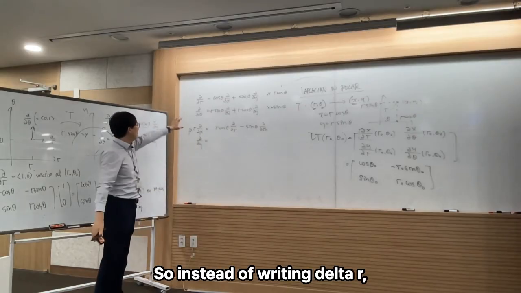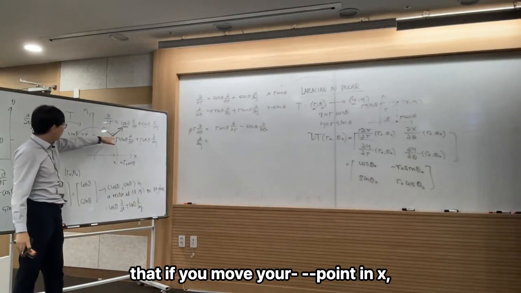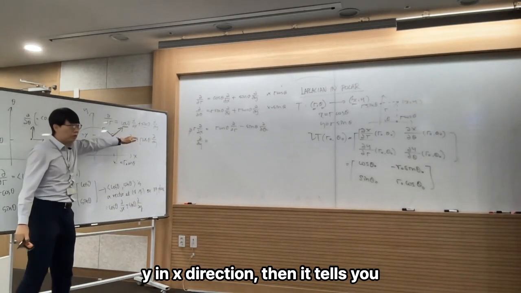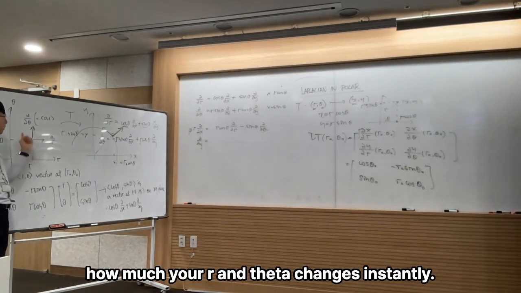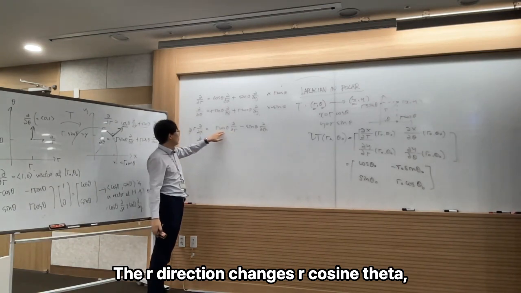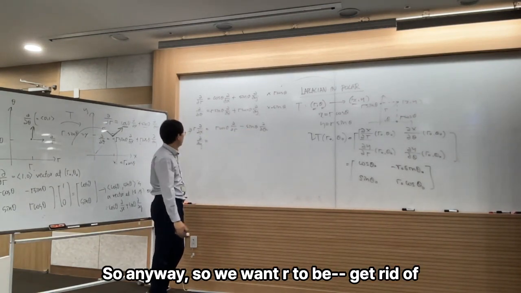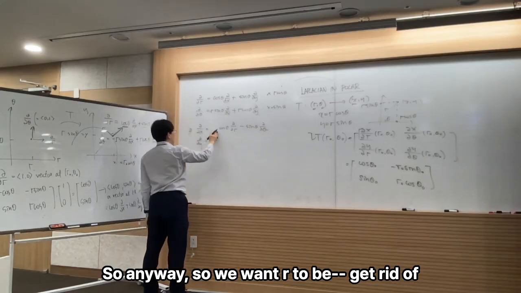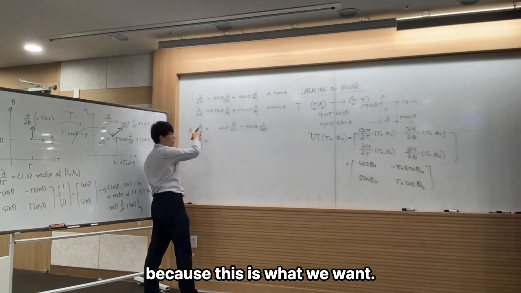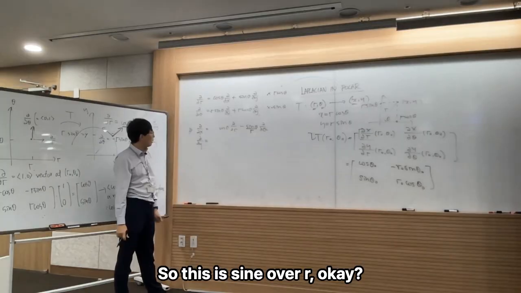So it's saying that if you move your point in xy in the x direction, then it tells you how much your r and θ change instantly. The r direction changes r cosine θ, and the θ direction changes minus sine θ. Anyway, we want r to be got rid of, because this is what we want. So this is sine over r, okay?